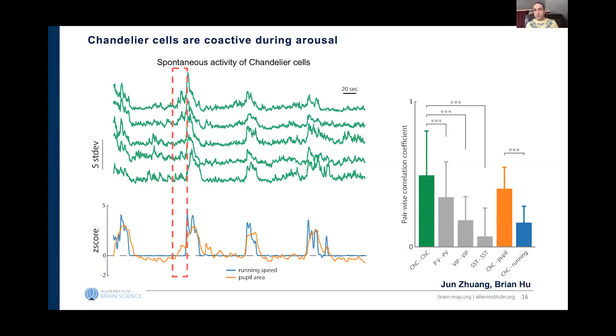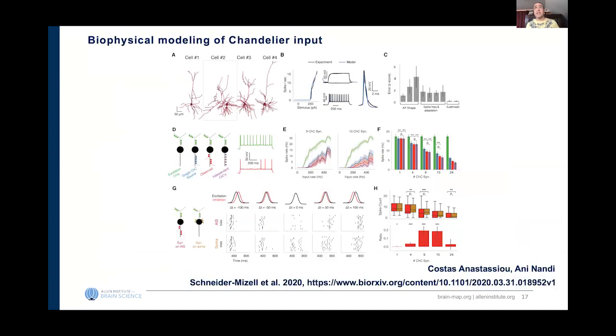So one other thing that we did, and I don't have time to go into super detail, but since it's a modeling workshop, it's important also to cite that we were collaborating with Costas Anastasio and Ani Nandi. We basically put all this connectivity information into a biophysical model of cells in primary visual cortex, and asked the question: since there are few synapses there compared to the soma, is the axon initial segment so much more effective, as many think, in inhibiting the pyramidal cell?